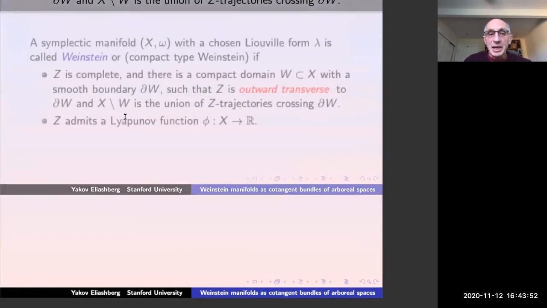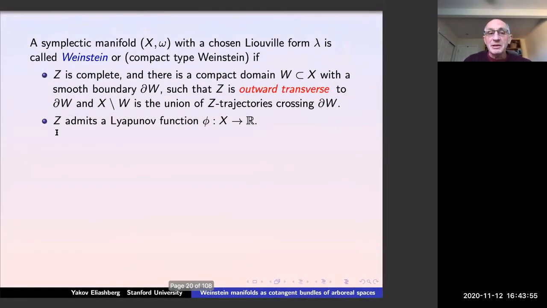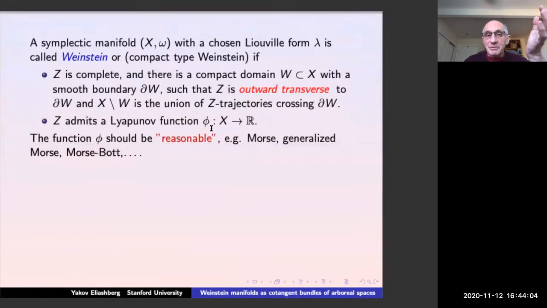So this is one condition. And the second condition is that this vector field Z must admit a Lyapunov function. That means that it should be gradient-like for some function. And we need to require something from this function. Actually, it's unknown whether we need to require something for this function, but you cannot prove anything if you do not require it. So reasonable conditions are, say, that it is a Morse function, or generalized Morse, which means that it can have, say, birth-death singularities, or it's Morse-Bott, or essentially any condition which is not too degenerate, you can invent, then it's fine.